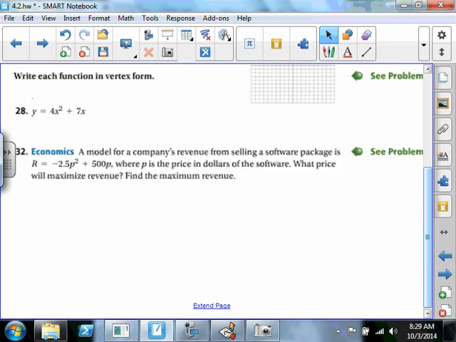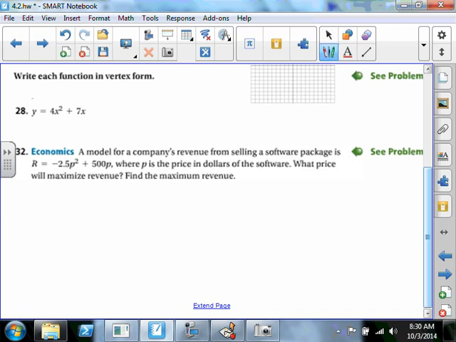Okay. A company's revenue from selling some type of software is modeled by this equation, where P is the price in dollars. They're asking what price will maximize the revenue and what is the maximum revenue. So basically they're asking us to find the vertex. The x coordinate is going to be the P, which is the price. The y coordinate is going to be the R, which is the revenue.